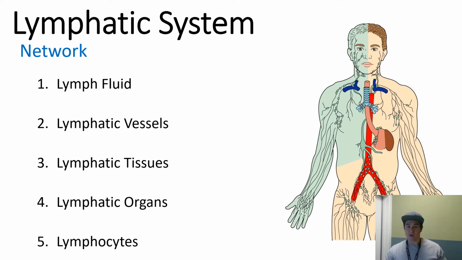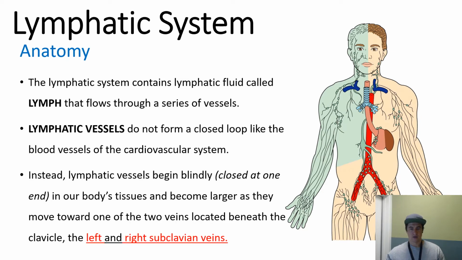The lymphatic system network includes lymphatic fluid, lymphatic vessels, lymphatic tissues, lymphatic organs, and lymphocytes. And we'll explain all of these next. So the lymphatic system contains lymphatic fluid called lymph that flows through a series of vessels. These lymphatic vessels don't form a closed loop like our blood train, or our cardiovascular system, but instead they start off blindly, as in they have blunt ends, and then move all the way back towards your heart. So it's a one-way direction. It's not even a there and back direction, it's from point A to point B only.